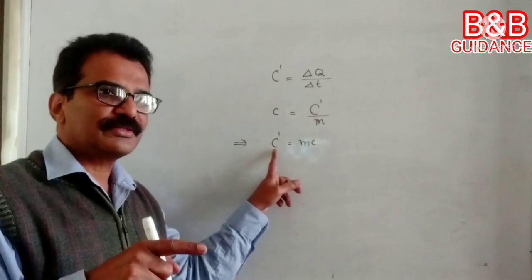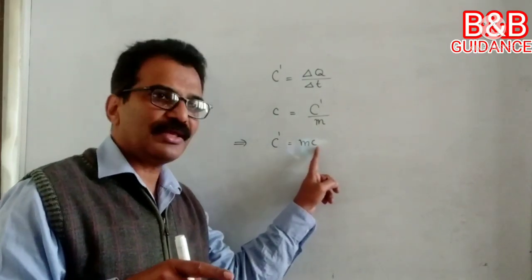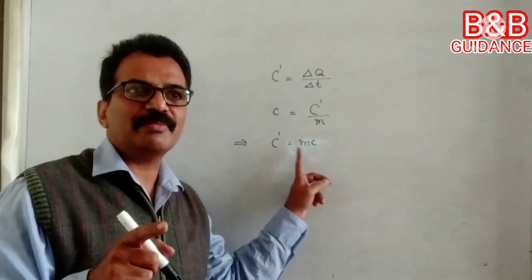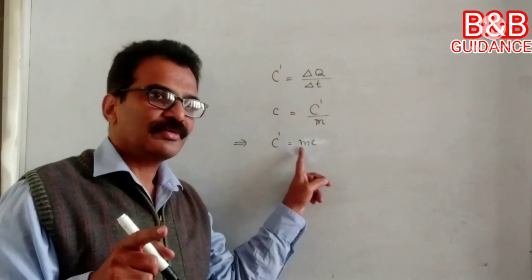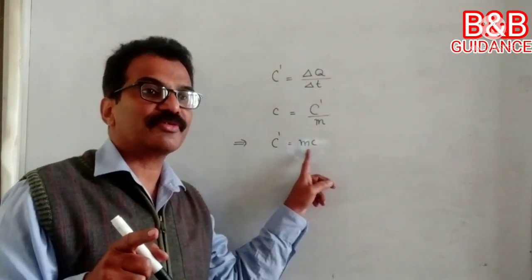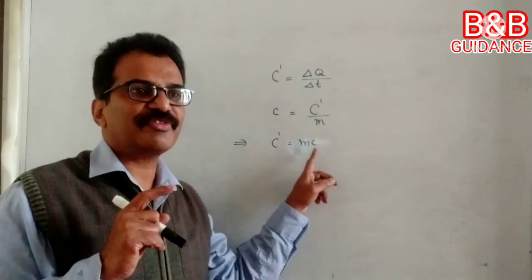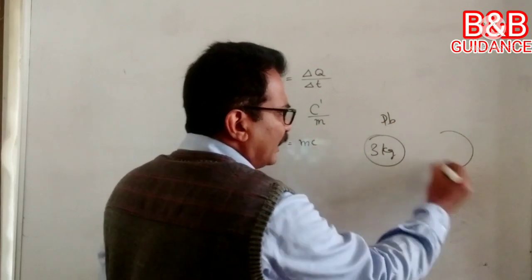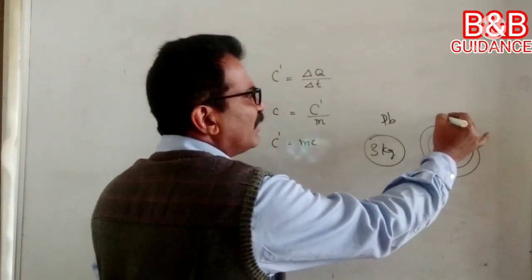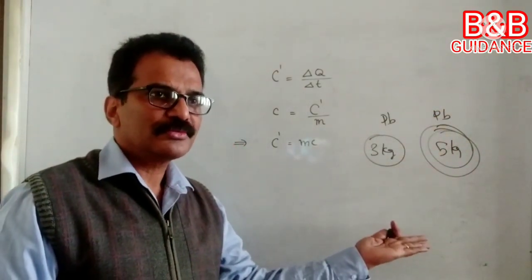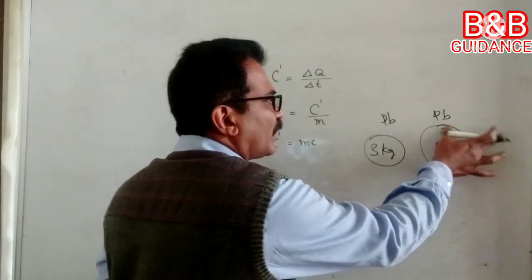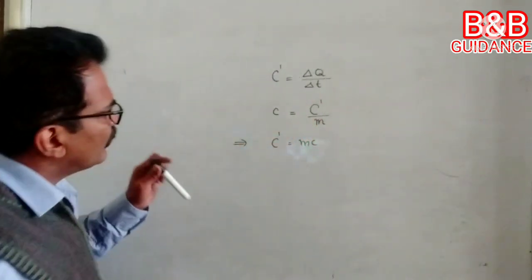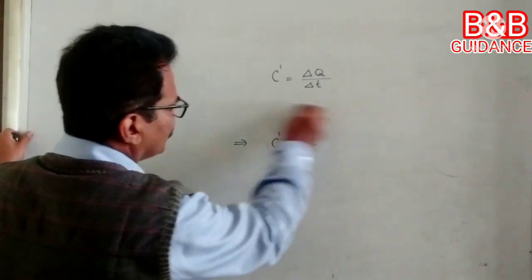Okay. So C dash, heat capacity, depends on what? Of course it depends on the material, no doubt. For a given material, heat capacity depends on mass. If mass changes, heat capacity changes. Mass increases, heat capacity increases. That means 3 kilogram lead and 5 kilogram lead, the 5 kilogram lead will have more heat capacity. There is no doubt. More heat energy is required to increase the temperature of 5 kilogram if you compare it with the 3 kilogram lead. Okay. Well, now just compare this first equation and this one.